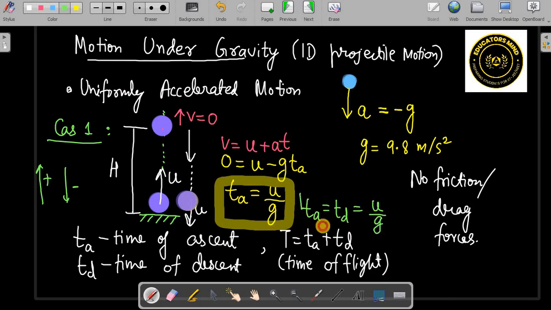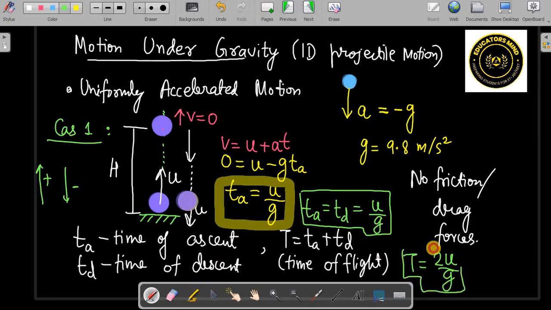So the total time of flight will be 2u by g. Total time of flight is 2u by g.